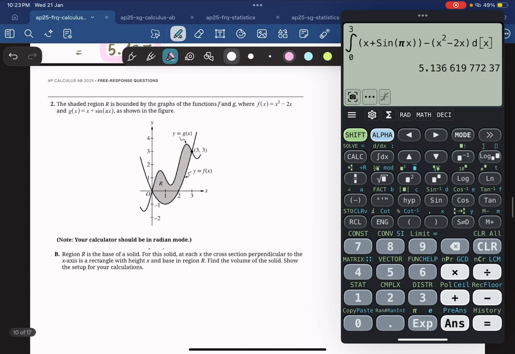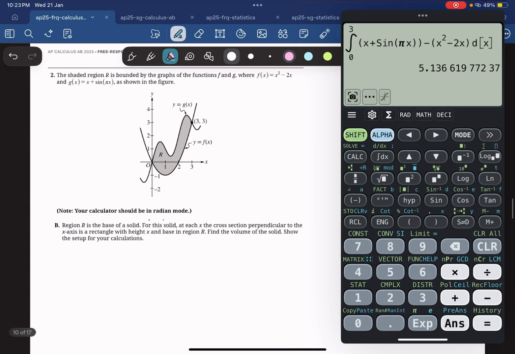In part B, what are they asking us? They said the region R is the base of a solid. For the solid, at each x, the cross-section perpendicular to the x-axis is a rectangle with a height x and a base in the region R. Find the volume of the solid. So this is when we learned that the volume of a solid is equal to the integral of the area of its cross-section.